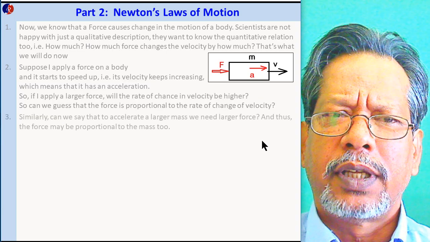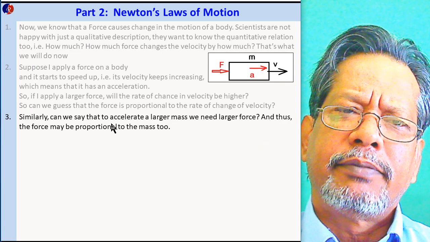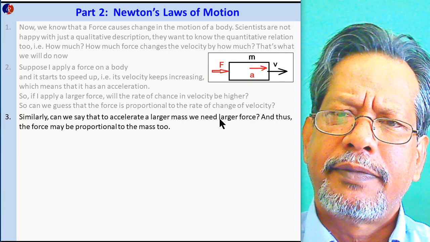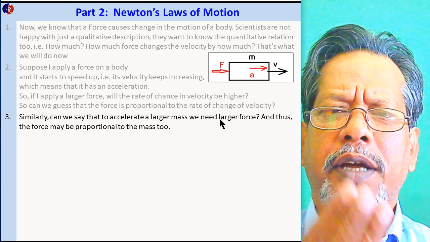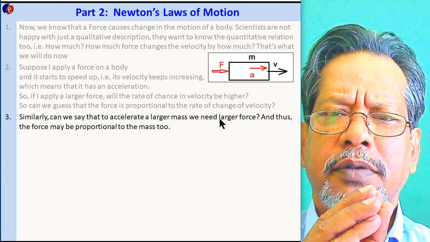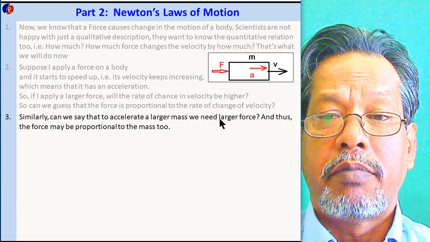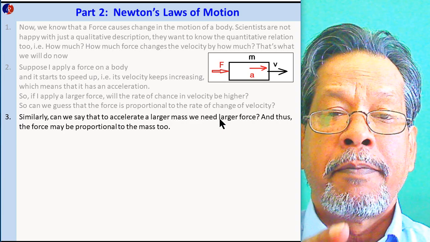Now there's one more thing. Can we say that to accelerate a larger mass, you need larger force? If I take something very small, very light, very little mass. By the way, do not say mass with the wrong pronunciation. It's mass, both in British and American English. It's mass, okay? You can check the dictionary.